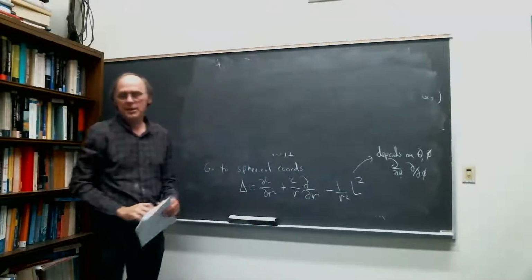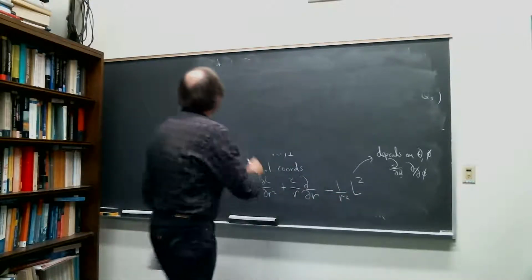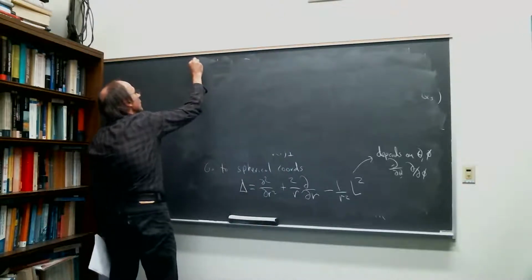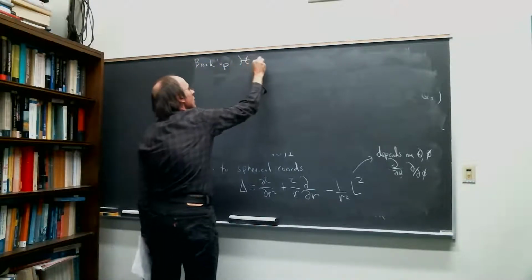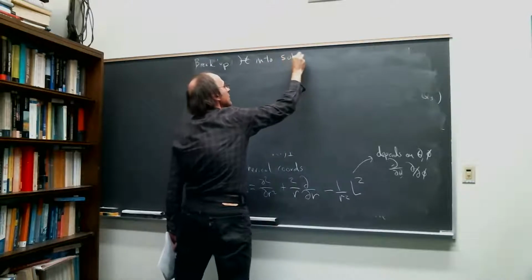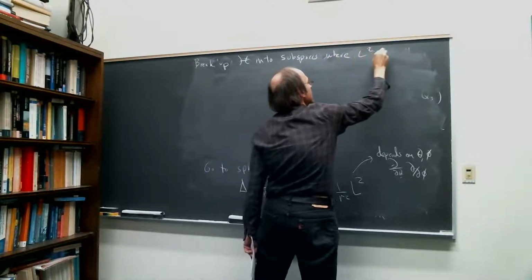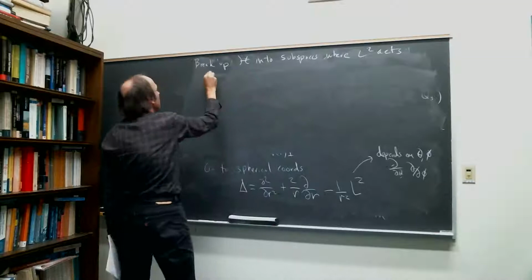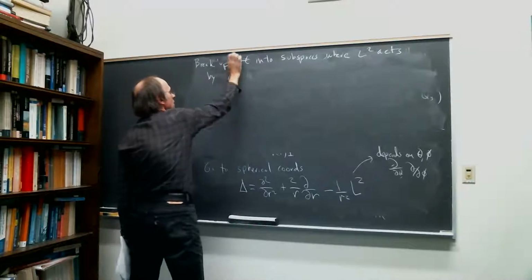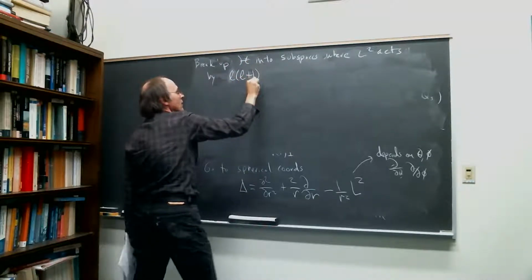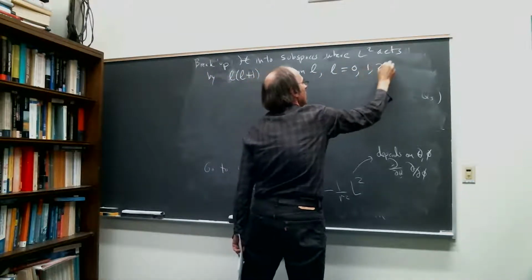So the way to solve this problem is to use the fact that we know if you break up H into subspaces where L squared acts by spin L, it acts by L times L plus 1. So spin L is equal to 0, 1, 2, 3, etc.